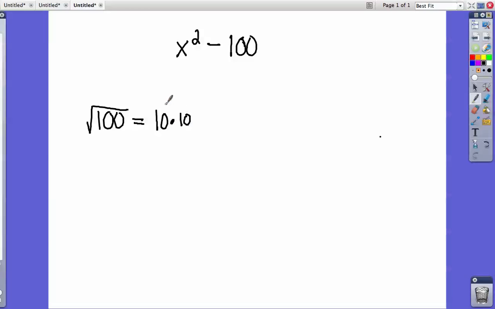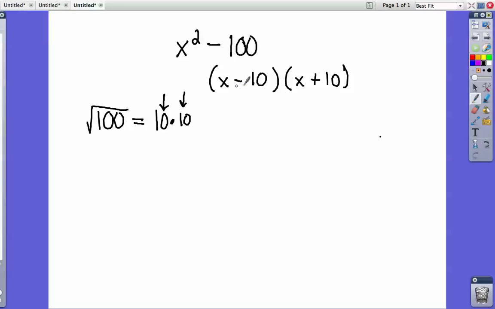So we know that this number 10 is going to be the number that we're going to factor by. So you're going to have x and x. You're going to subtract one of them and add the other one. So it's going to be minus 10 and plus 10. Whenever you have a number like 100 or 64, a number that factors by a perfect square, then you know that the answer is going to be the square root.